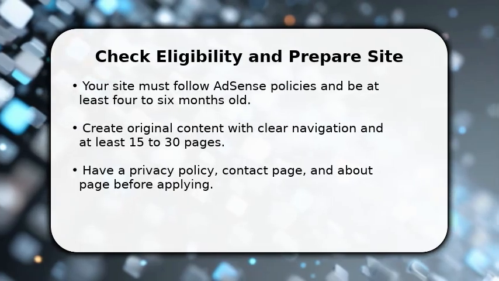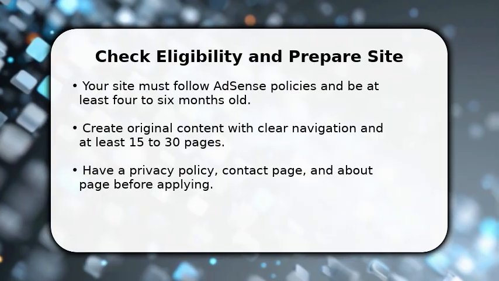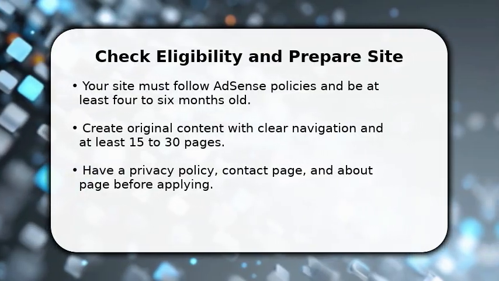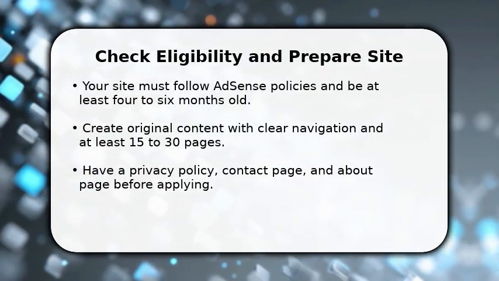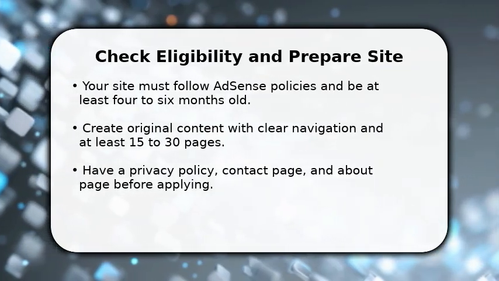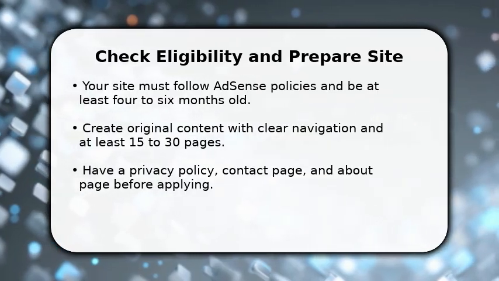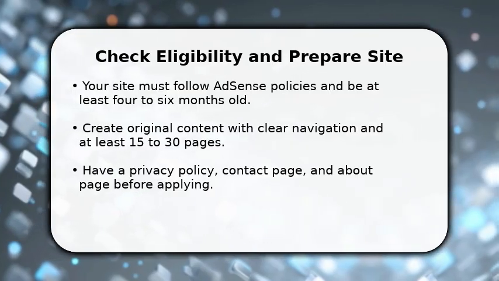Enjoy the video. First, confirm your site meets Google Adsense eligibility rules before applying. Your site must follow content and webmaster policies without copyright violations. Ensure your site is mostly original and provides clear navigation for users. Build at least 15 to 30 meaningful pages of content and update them regularly.